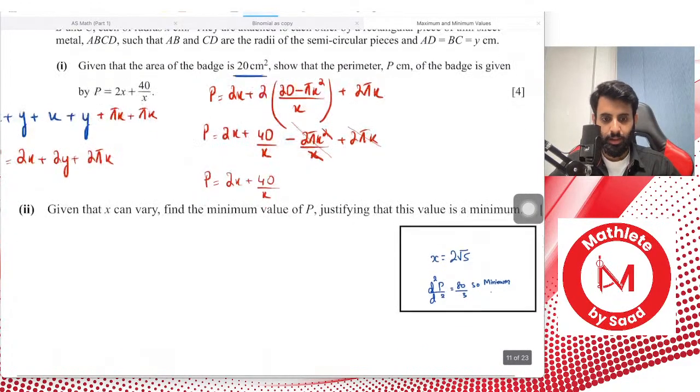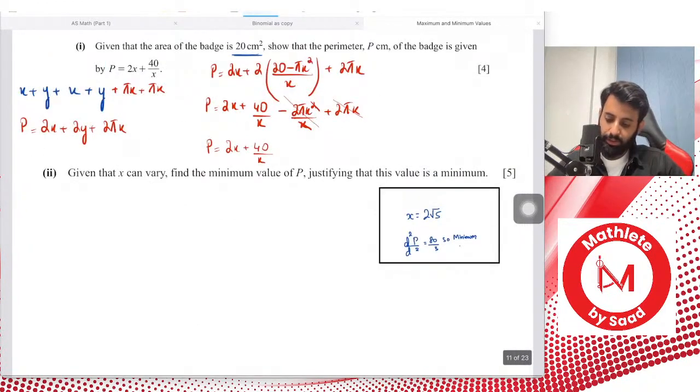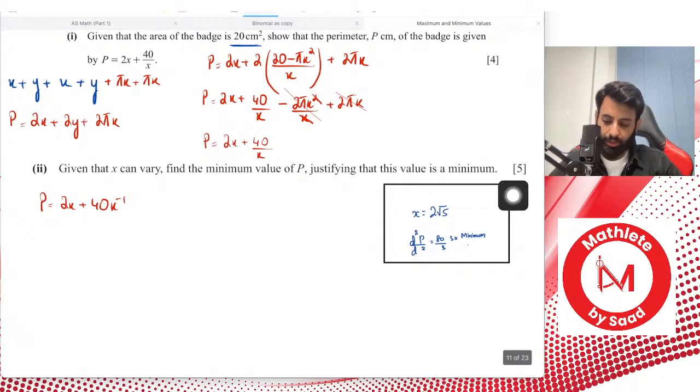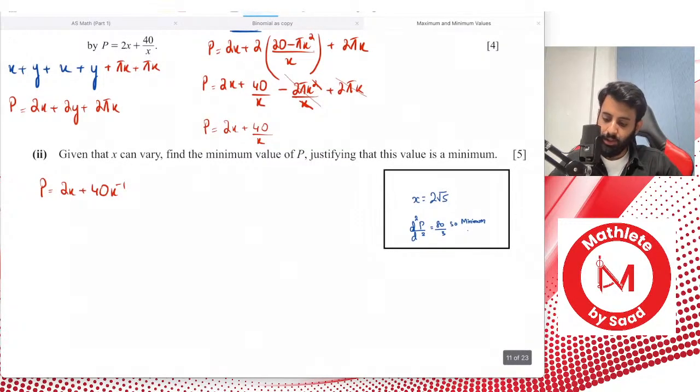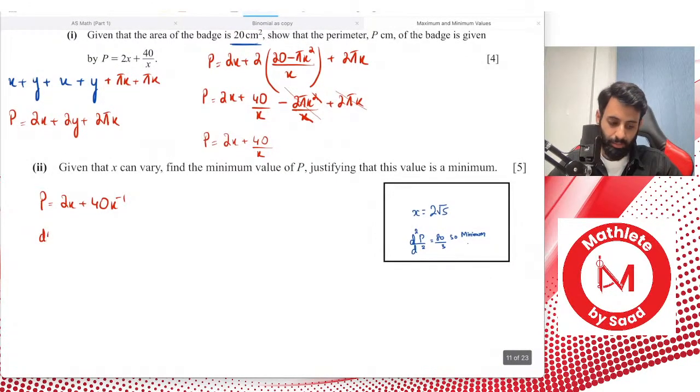That's your answer. Okay, now we have the last part of this question, which says, given that x can vary, find the minimum value of p, justifying that this is a minimum value. Okay, so if, God forbid, you're unable to do the first part of the question, that does not mean that you can't gain these 5 marks. You can still gain these 5 marks by actually using the answer from part 1. Okay, so now we differentiate dp upon dx, which is equal to 2 minus 40 x to the power minus 1, so that's minus 2.